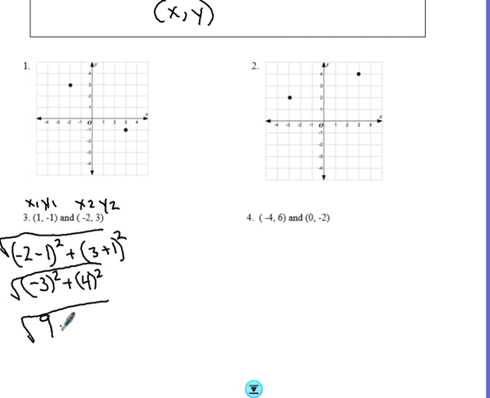And then 4 squared is 16. 9 plus 16 is 25, and the square root of 25 is 5. So that would be our distance. That's the distance between those 2 points. And that is how you use the distance formula.